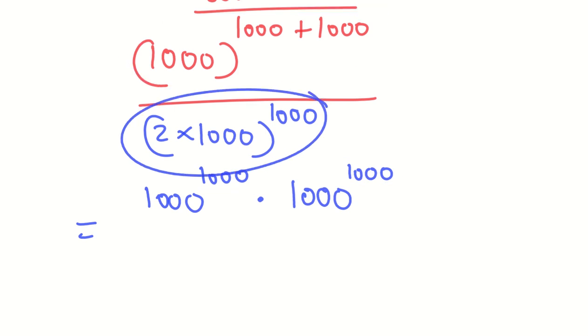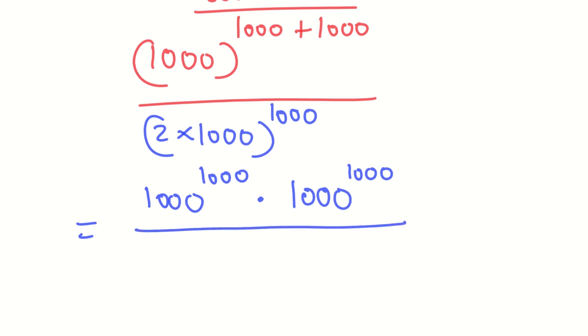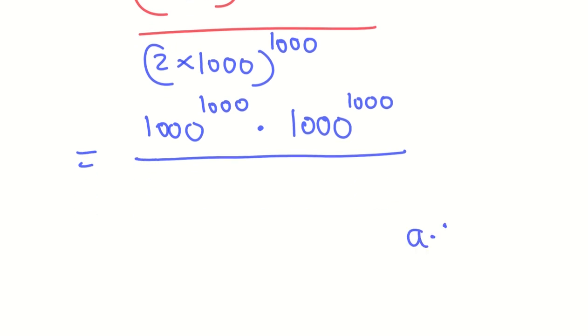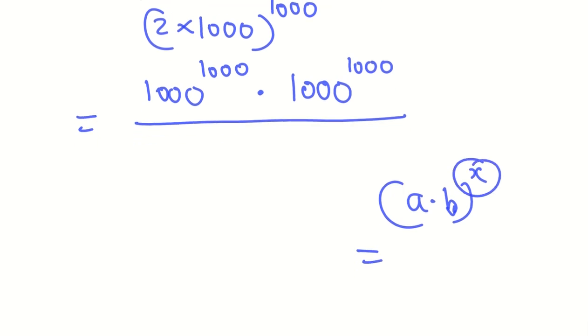So what about the denominator, where we have 2 times 1000 all raised to the power of 1000? Are you aware of the power of a product rule? Let me explain something to you. So let's say you have a times b all raised to the power of x. You can distribute the power because of this bracket. We can rewrite this as a raised to the power x times b raised to the power x. This is what we call the power of a product rule. a and b are the product in the bracket, and x is the power. So that power can be distributed to a and b. You also have the power of a quotient rule, but we're not getting into that now.